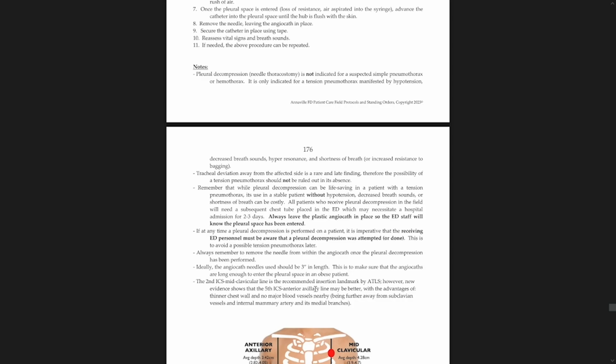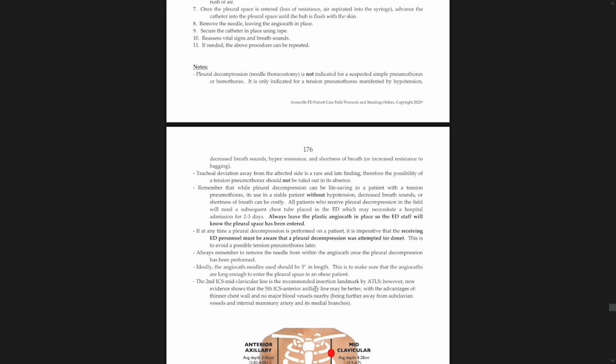Tracheal deviation away from the affected site is a rare and late finding. Therefore, the possibility of a tension pneumothorax should not be ruled out in its absence. Remember that while pleural decompression can be life-saving in a patient with a tension pneumothorax, its use in a stable patient without hypotension, decreased breath sounds, or shortness of breath can be costly. All patients who receive pleural decompression in the field will need a subsequent chest tube placed in the emergency department, which may necessitate a hospital admission for 2 to 3 days.